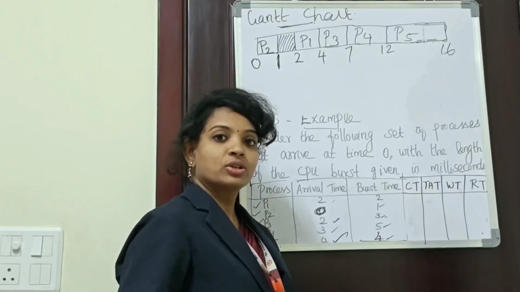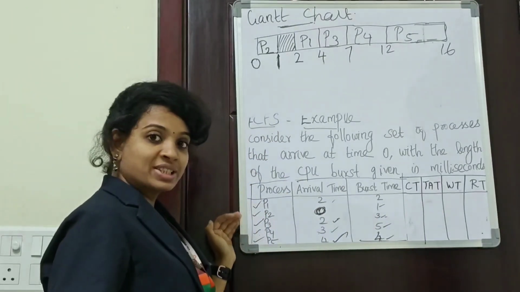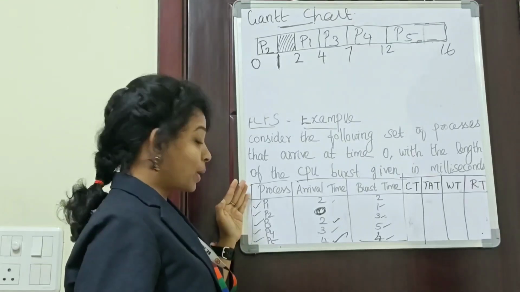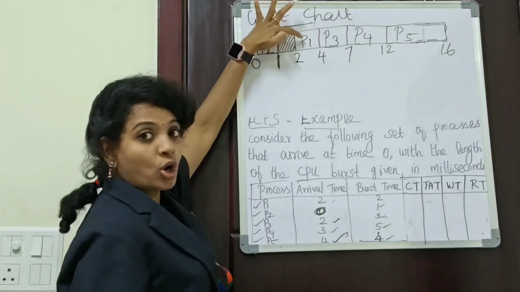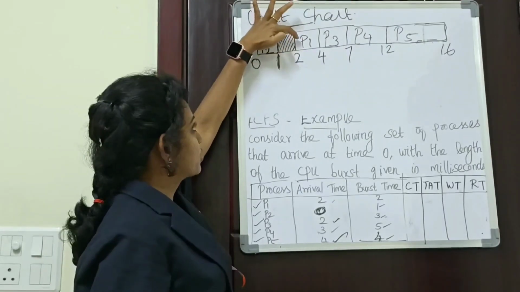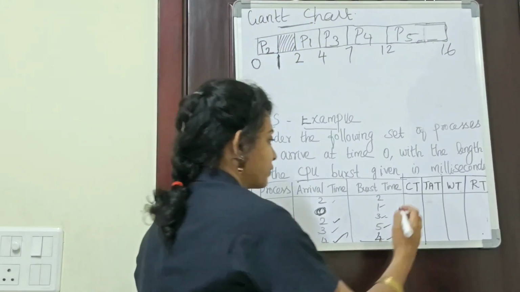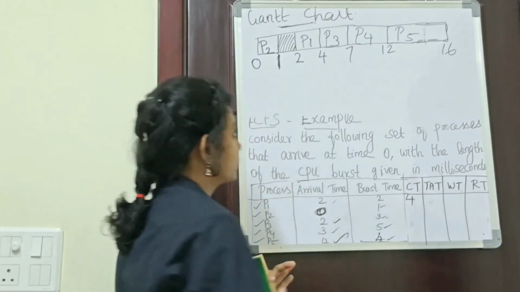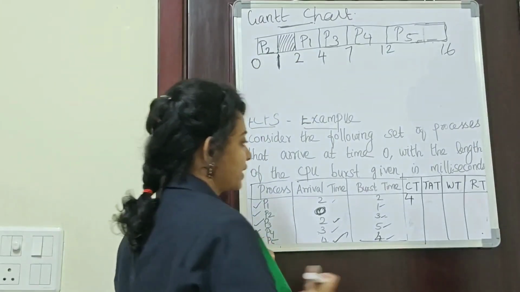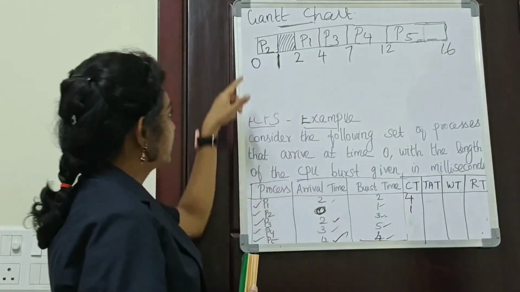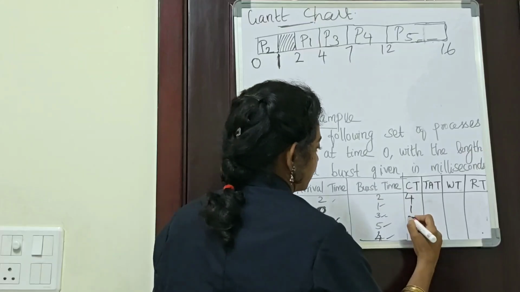So how will you calculate the completion time? For every process, how much time it takes to complete. Imagine the P1 process. At what time does it complete its execution? P1 completes its execution at 4, so you write 4 here. P2 completes its execution at 1, so you write 1. P3 completes its execution at 7, so you write 7.